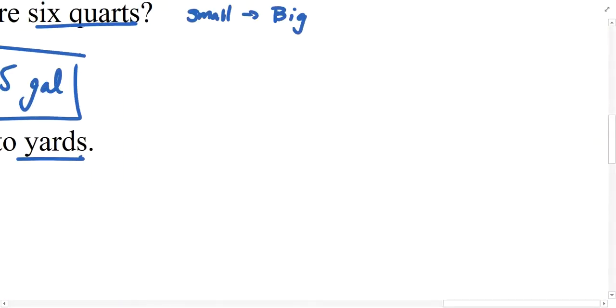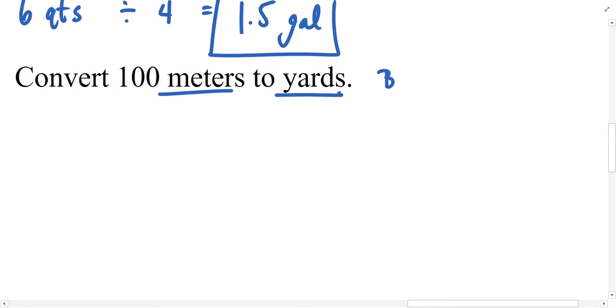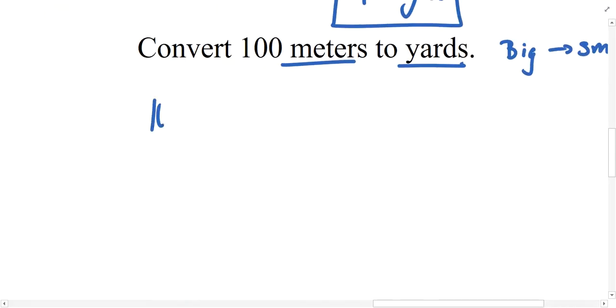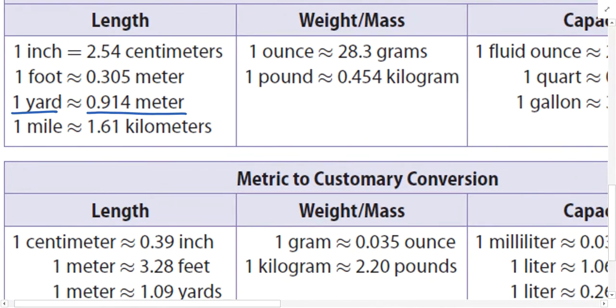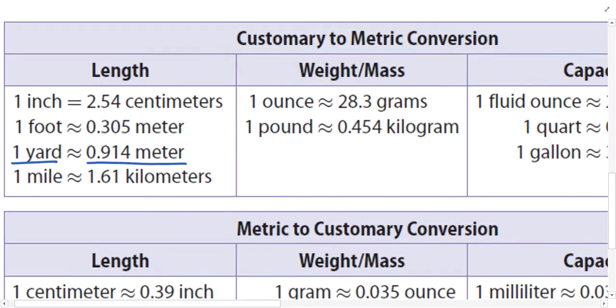So if meter is larger than yards, then that tells me that we're going from a bigger unit to a smaller unit. Meters are physically larger than yards, so that tells me again we're going from a big unit to a small, so we must multiply. So we've got 100 meters. We need to multiply this by our conversion factor, and I just realized something. I think this set of conversion factors needs some clarification here. And never mind, I'm just misreading this.